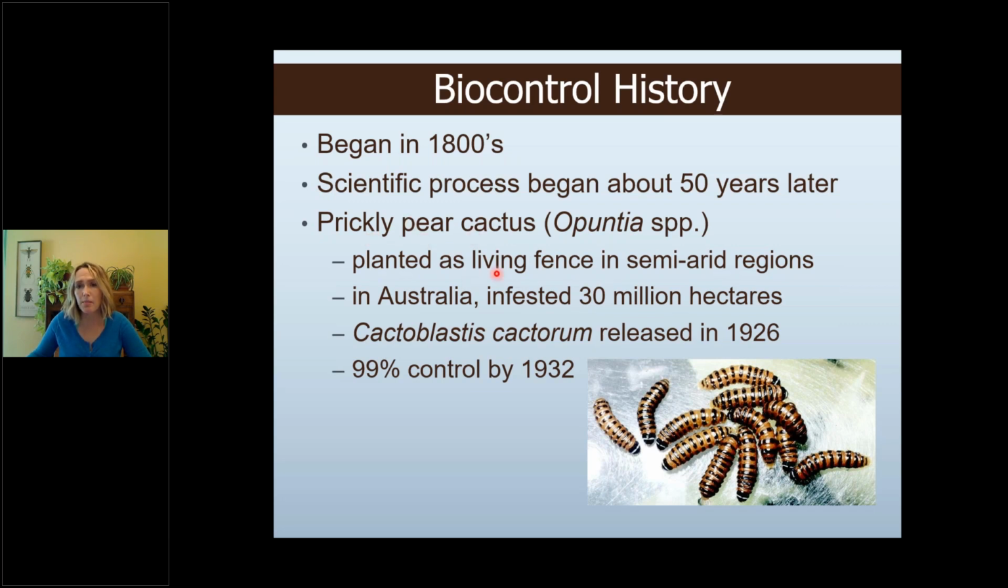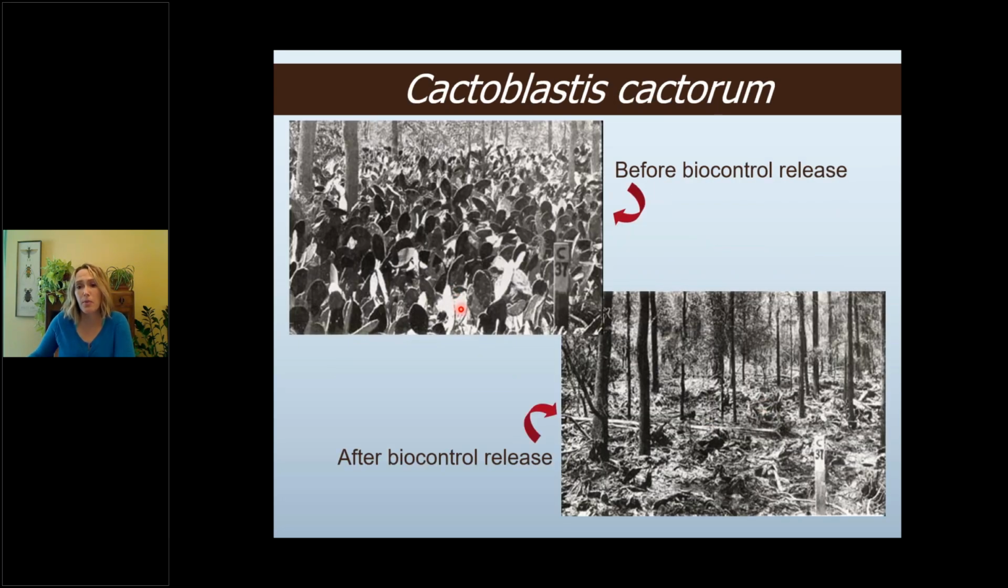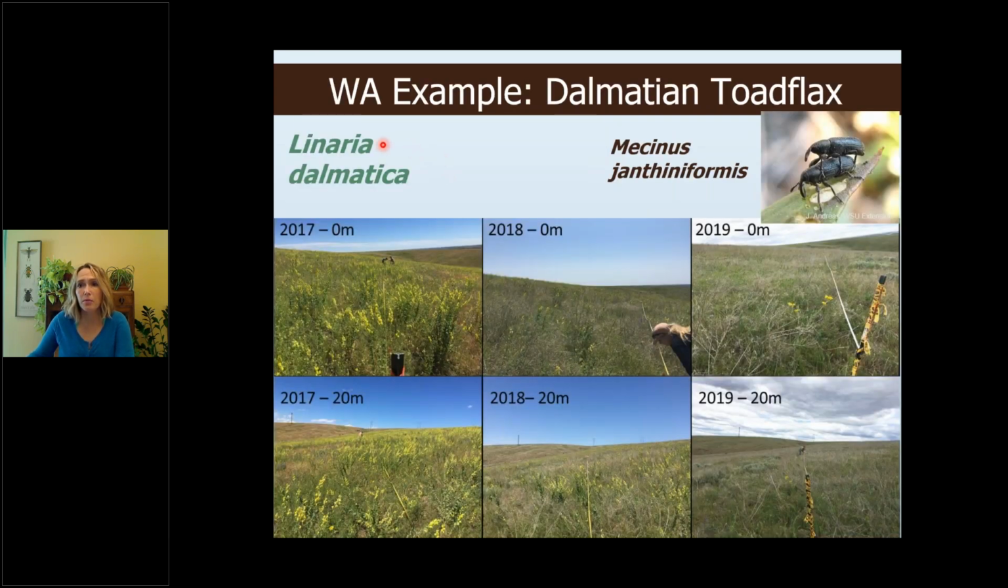Probably one of the most famous and the first biocontrol success stories was in Australia on prickly pear cactus. They released Cactoblastis in 1926, and you can see that within 6 years they had some pretty dramatic results. So it can be very successful. In the US, we have our own great examples. This is probably one of our most recent, really awesome examples on Dalmatian toadflax.